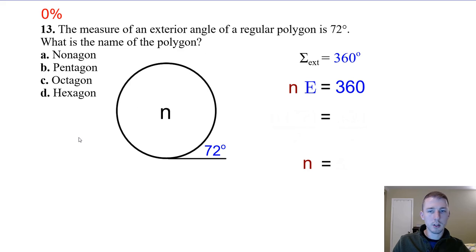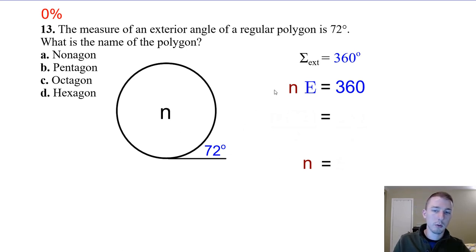13. The measure of an exterior angle of a regular polygon is 72 degrees. So what's the name of the polygon? Well, the first thing we remember about the exterior angles of a polygon is that they always add up to 360 degrees, regardless of the number of sides. So in this case, if one of the exterior angles is 72 degrees, we want to know how many 72 degree angles does it take to get it up to 360 degrees. So you probably already know you do 360 divided by 72, and that'll give you the answer.